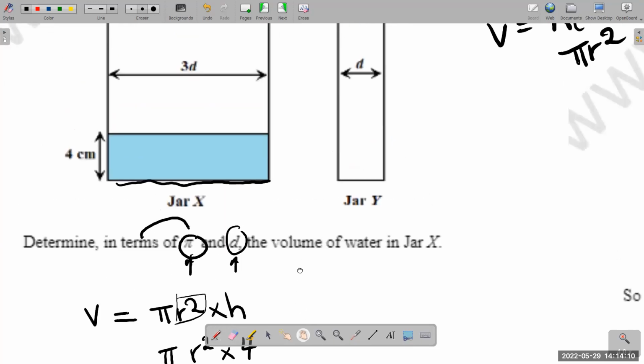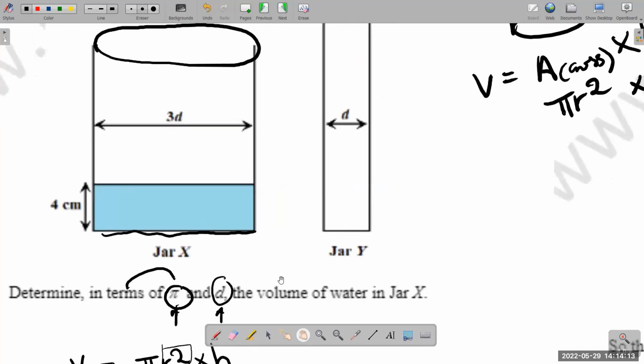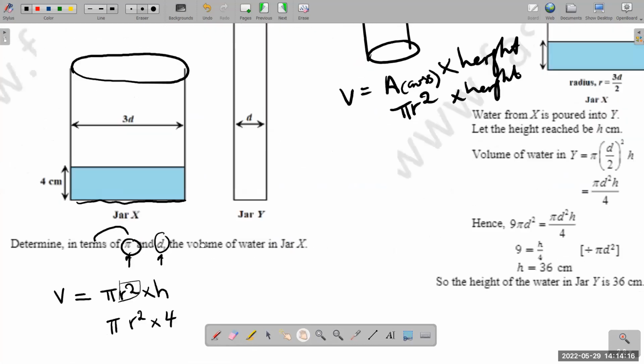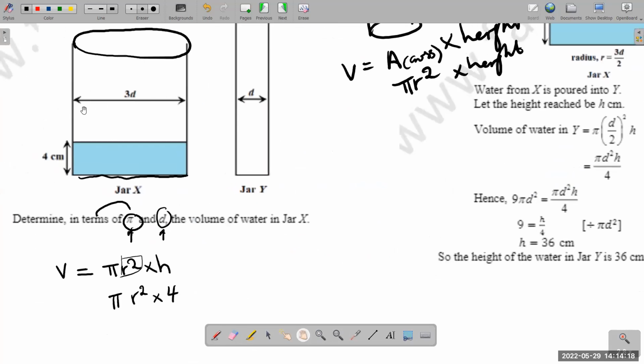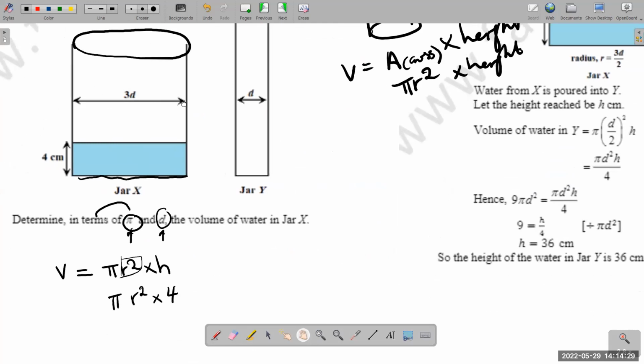Let's go back to this diagram. What does 3D represent here in this picture? Excellent. That's the diameter, because remember the circle: if we're going from one end to the other end, this distance is the diameter. But do we need the diameter? No, we need the radius. How do we change the diameter into a radius? We spoke about it earlier. What should we do to change the diameter into a radius? Excellent. You divide by 2.